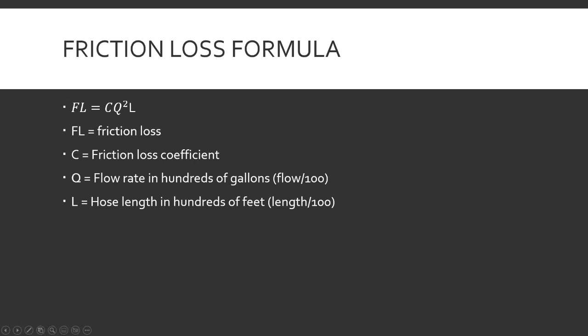Q is the flow rate in hundreds of gallons. So it's the flow divided by 100. So if you're flowing 200 gallons a minute, that'd be 2, or if you're flowing 400, that'd be 4. You get the picture. Flowing 450, it'd be 4.5. L is your hose length in hundreds of feet. So if you're doing a 200-foot length, it'd be 2, or if you're doing 250, it'd be 2.5. Get the picture. Short, sweet, to the point.